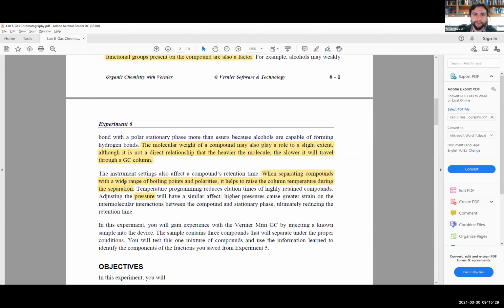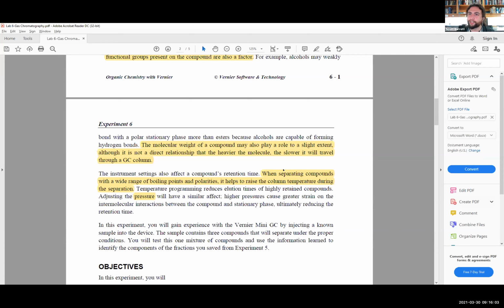So when separating compounds with a wide range of boiling points and polarities, what we can do is raise the column temperature during separation, and you can do it while the gas chromatography machine is running in order to elute it faster or slower, depending on whether you need your peaks to be more spread out. If you get one peak and you're sitting at the machine for 20 minutes and nothing happened, then you can raise your temperature more, and maybe it only has to run for 5 minutes. Those are just things we would mess around with in lab to optimize our time within research.